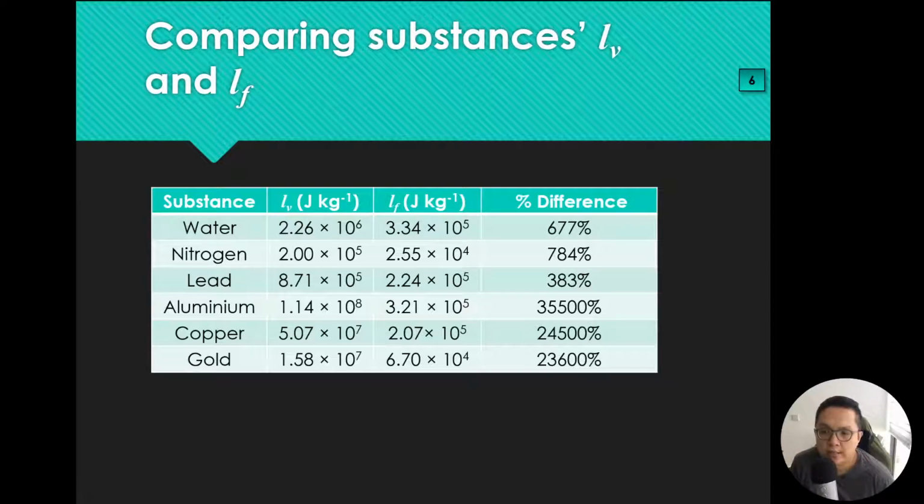You can see that for water there's a 6 times difference, for nitrogen it's almost 8 times difference, and for aluminium it's a 355 times difference. So it's a very, very large difference in values. But you might ask yourself, it's just the same change in state, right? How come they are so different in value? One is from solid to liquid, the other from liquid to gas. Why is there such a big change in the values?